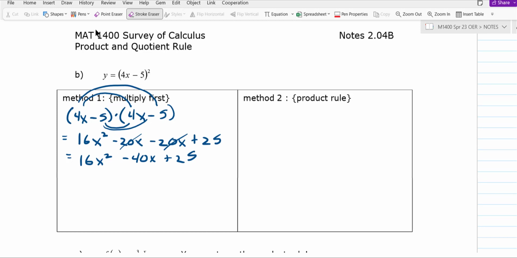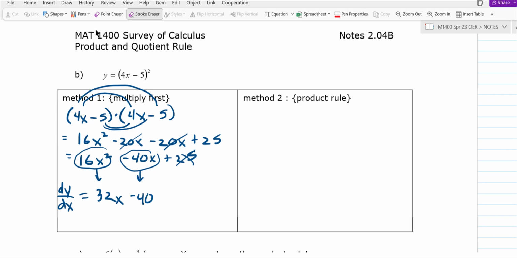Okay, now we're going to do the derivative. So I'm going to say dy over dx. And again, I think we're to a point where we're okay with something like this. What's the derivative of 16x squared? 32x. Okay, that's all right. I make mistakes like that too. What's the derivative of negative 40x? Negative 40. And then the derivative of 25 is 0, so that appears to be the derivative.